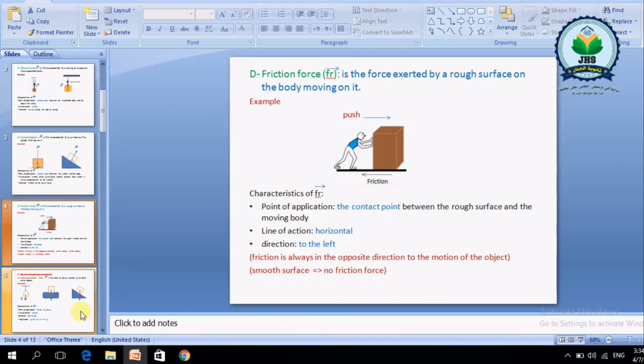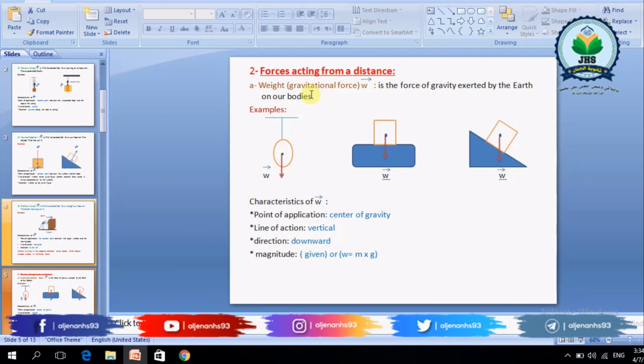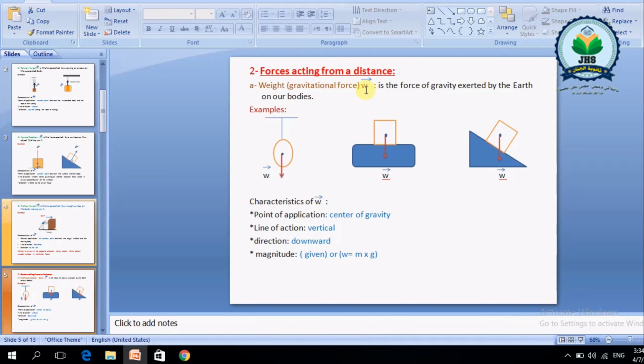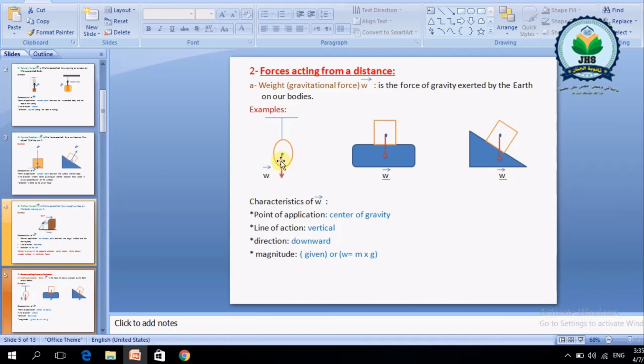Now let's begin with the forces acting from a distance, where we have no contact, no touch. The first force is the weight or the gravitational force. We represent it by W vector. It's the force of gravity exerted by the earth on our bodies. If we have any body on earth, then gravity exists on it. So weight is applied on any body on earth. As you see here, we have three examples or three figures.